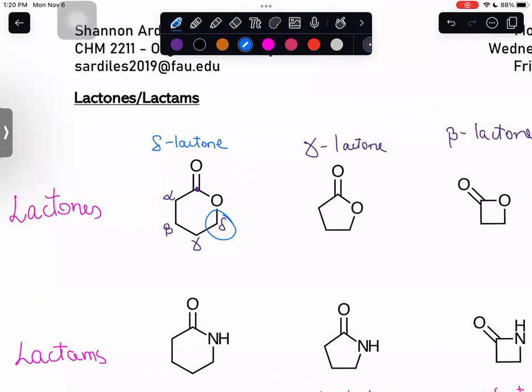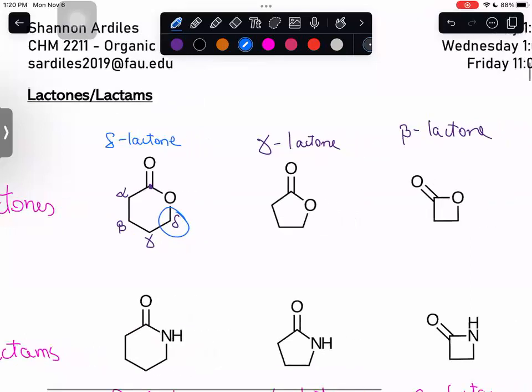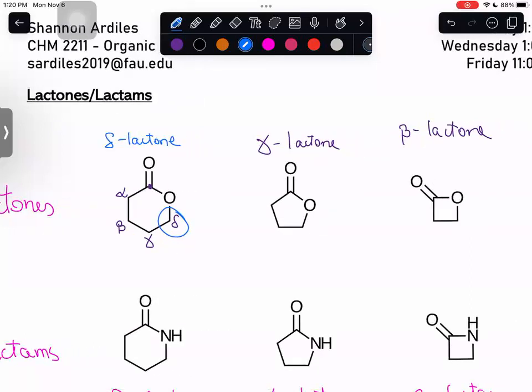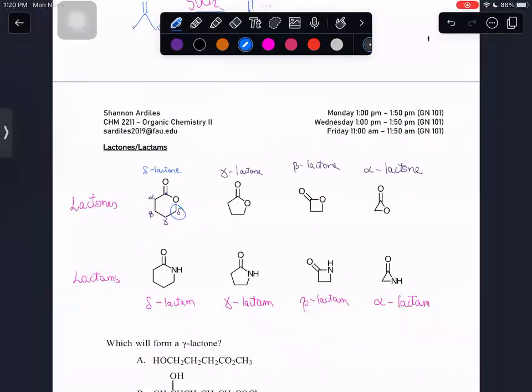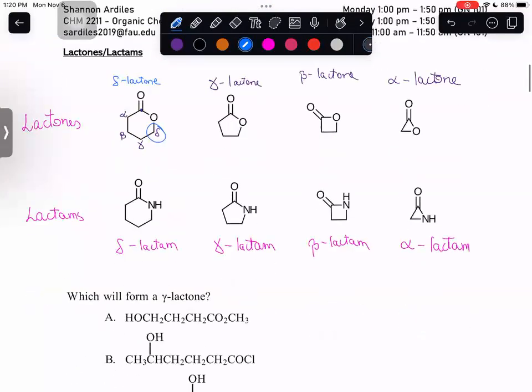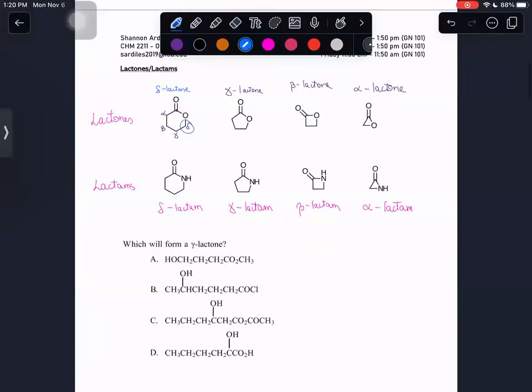It depends. Look at the lactone first: it's alpha position, beta, gamma, delta. You just have your examples over there. So it's asking for the gamma. Draw them out, and then tell me what each of those answer choices is gonna give you.